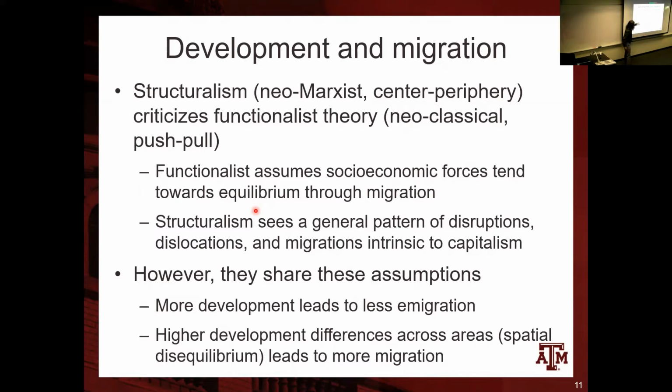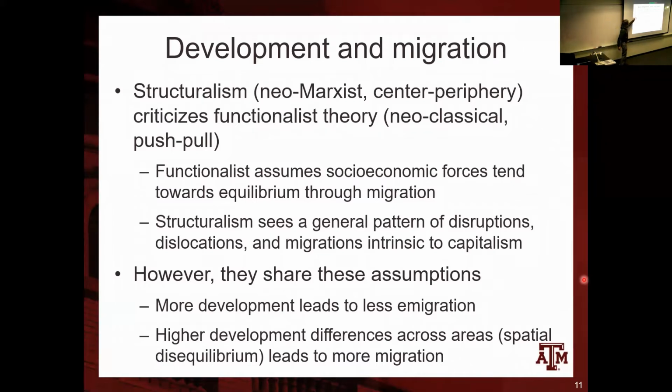The structuralist theory sees a general pattern of disruptions, dislocations, and migrations intrinsic to the capitalist society. The capitalist society exists in a way that there is inequality in all ways in our society that creates movements of people from one to the other. That can be within a country, as we saw with internal migration, or between countries, movements of moving from one country to the other.